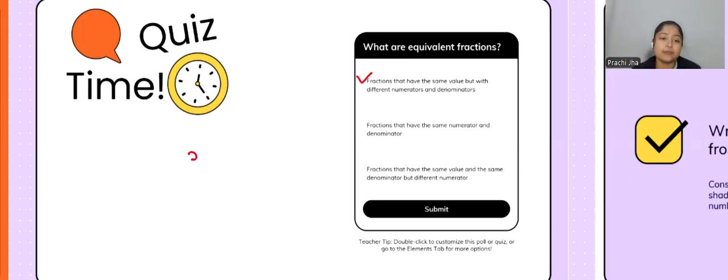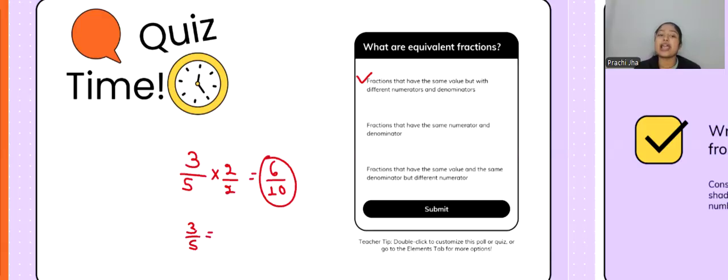Suppose I have 3 over 5. If I want to write an equivalent fraction, I can multiply by 2, or you can use any number, but make sure you multiply both the numerator and the denominator. So 3 times 2 makes 6 and 5 times 2 makes 10. We got 6 over 10. That means 3 over 5 and 6 over 10 are representing the same thing. It's just that the numbers are different.